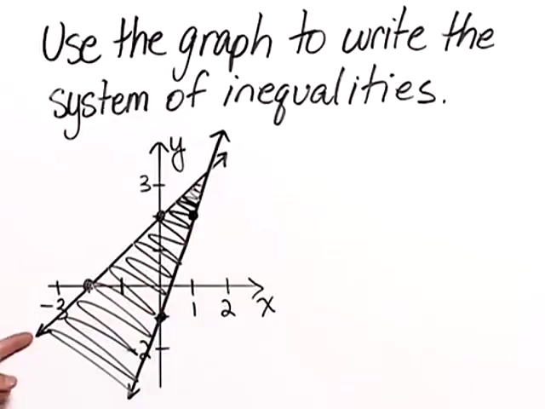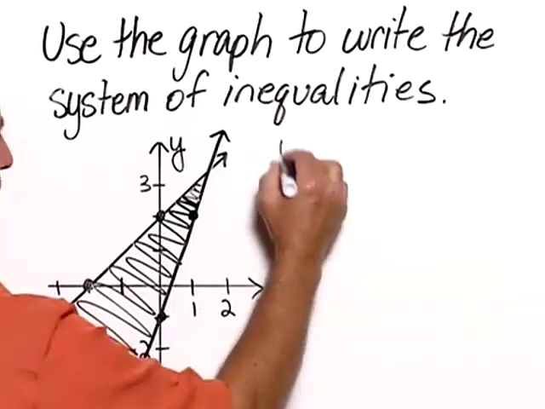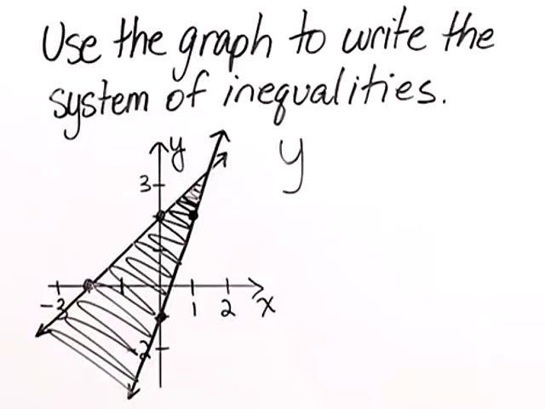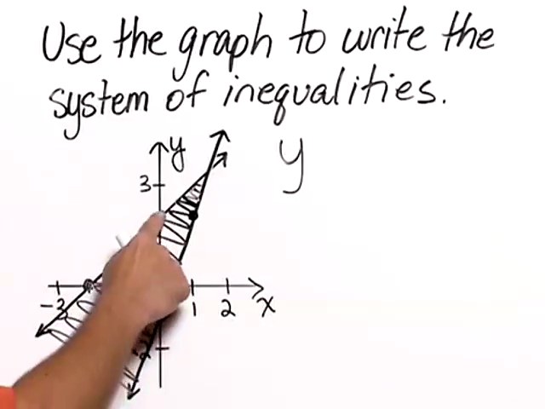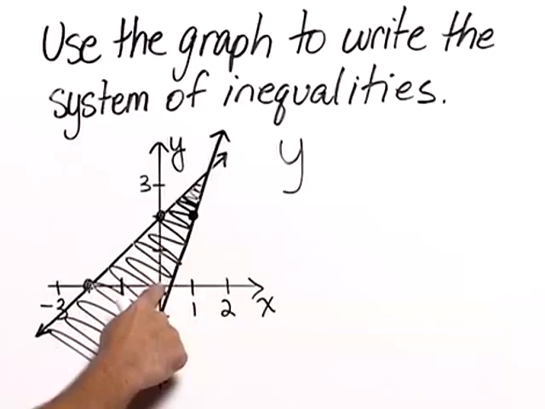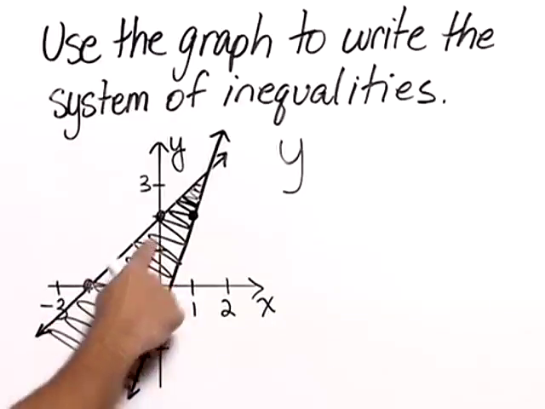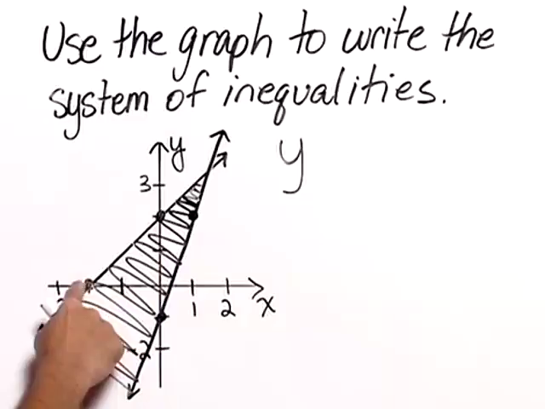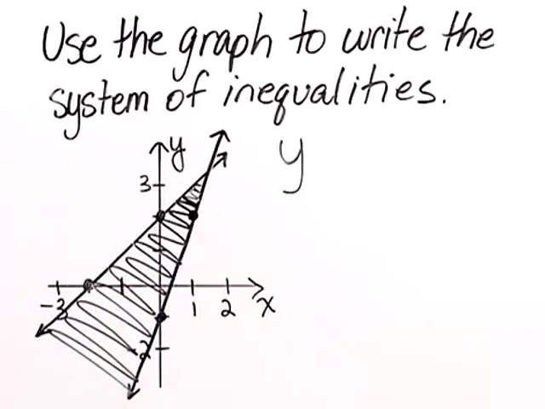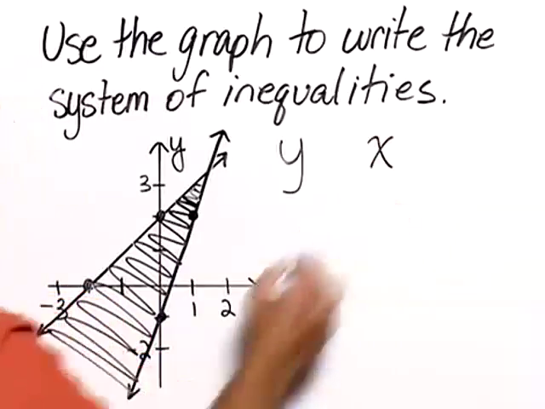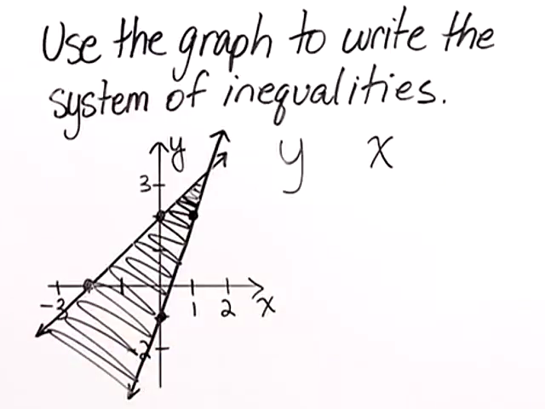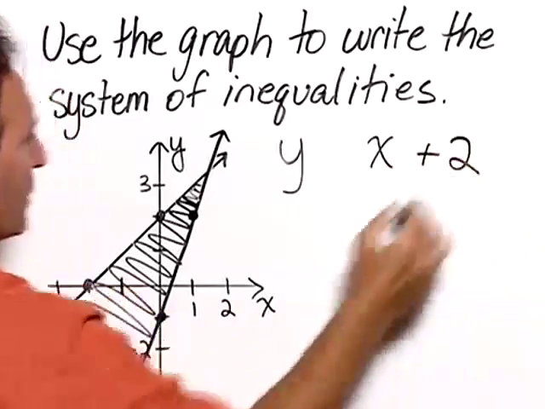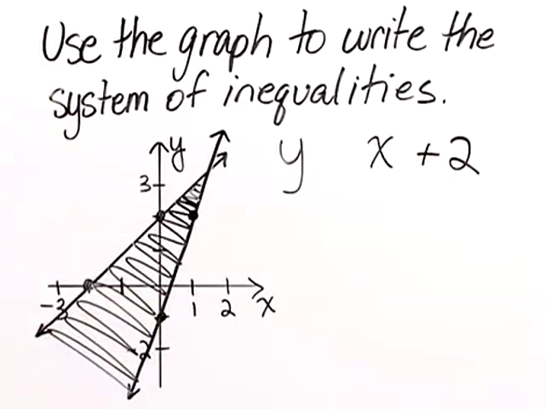So let's start with this line here and begin with the slope-intercept form. We would have y and then the slope. The slope, if we look at it, is we go down 2 and then to the left 2. So it's -2 over -2. Well, -2 over -2, of course, is 1. So we have, for the slope, 1 times x plus the y-intercept, which we noticed is 2.